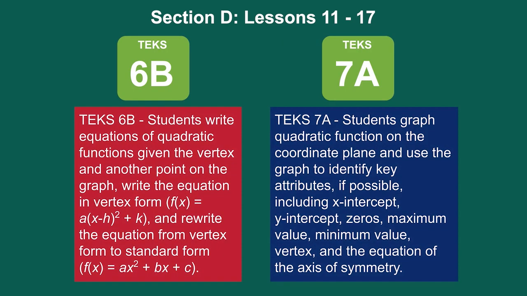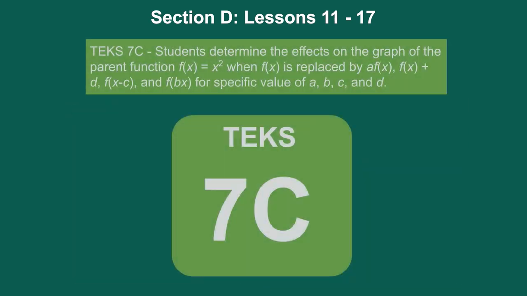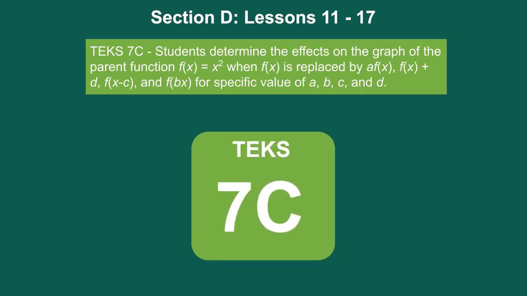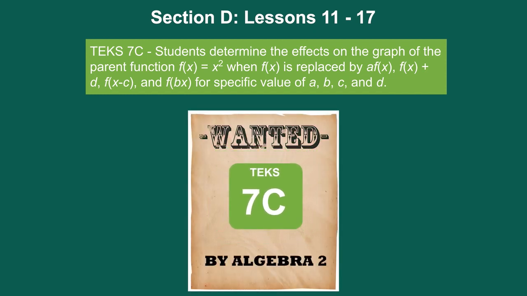This section is using student understanding about key components of quadratic graphs, such as symmetry and zeros, to identify transformations. In this way, students move from 7a and 6b into 7c. Now, recall that 7c is a readiness standard that focuses on transformations, and it's the basis of so much of Algebra 2. It's really the foundation upon which the study of function families rests.